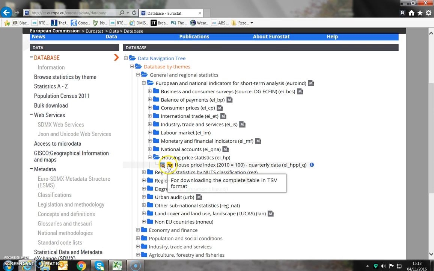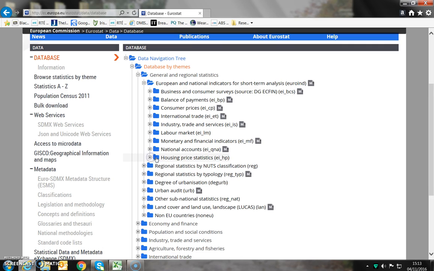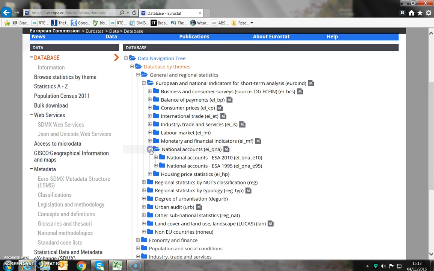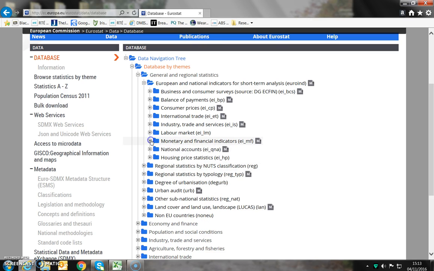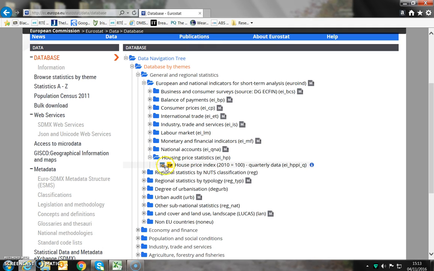And it just brings us up one option, okay? So if there were a number of different files under this, you would see a number of options. So here you have national accounts. Under monetary and fiscal you have 3 Excel files. And here under house price statistics you just have one. So house price index 2010 is equal to 100. Quarterly data, so you know what to expect initially.